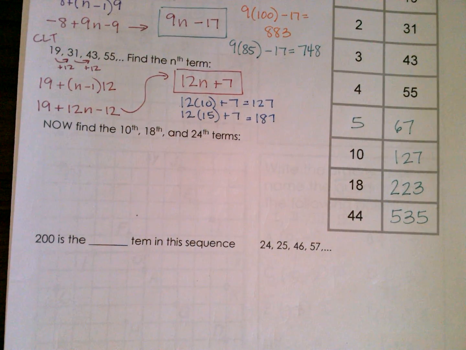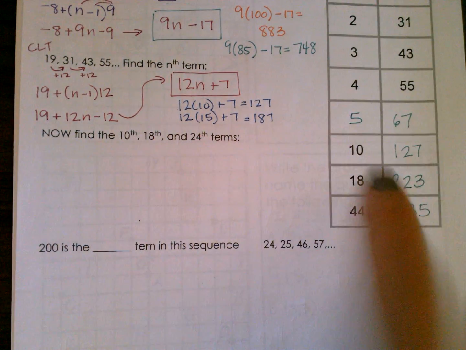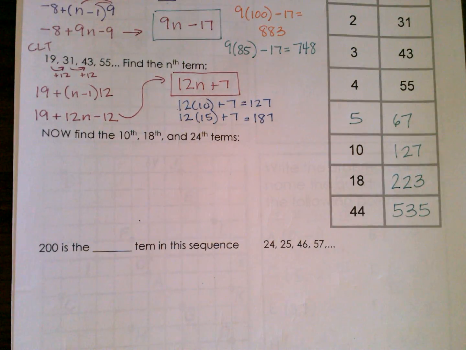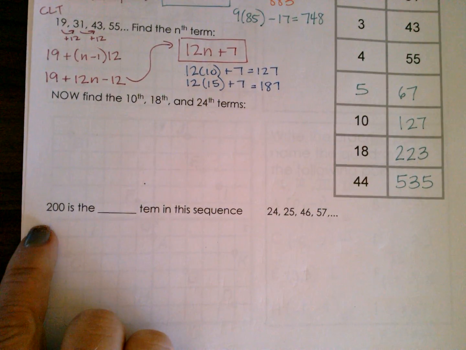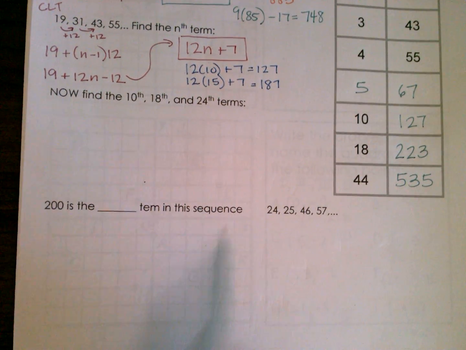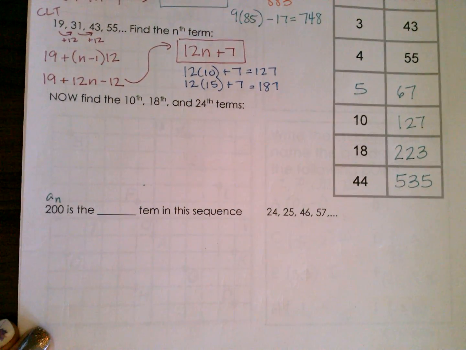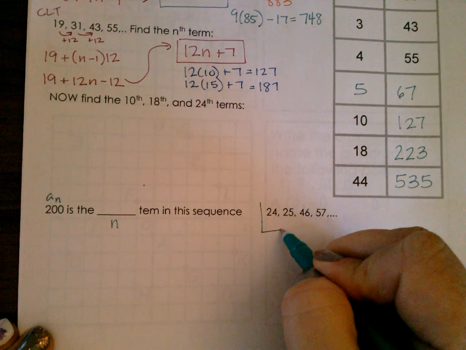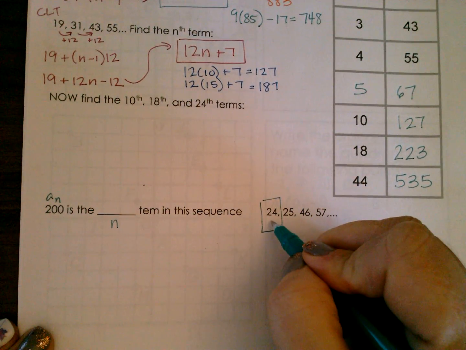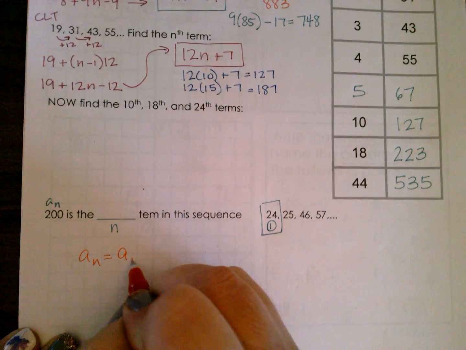My final question is, 200 is the blank term, I spelled that wrong, in this sequence. Okay, so I am giving you a of n this time. I'm asking you to find n. When I look at this sequence, I see that the first term is 24. So I need to work algebraically backwards in this equation. So I'll substitute what I know. I know that 200.